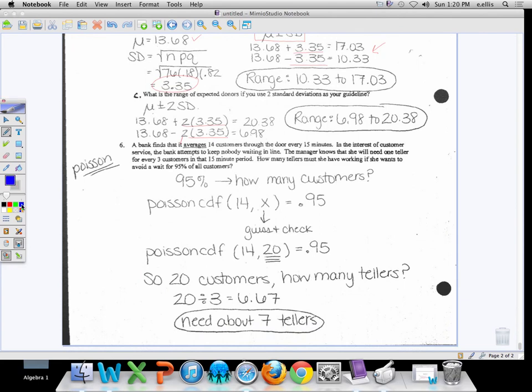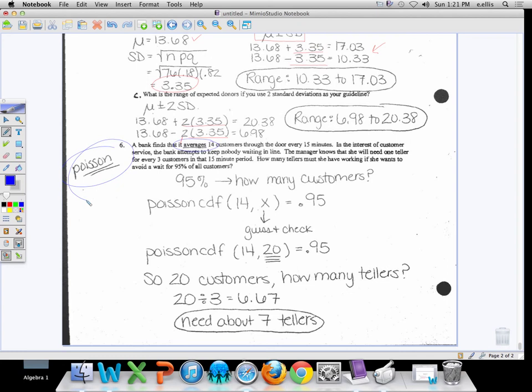Now number 6, this was a kind of toughie. Okay, this is kind of the challenge question. A bank finds that it averages 14 customers in the door every 15 minutes. Okay, right away, the word average is in there. You know it has to be Poisson. All right. In the interest of customer service, we're trying to keep no one waiting in line. The manager knows she needs one teller for every 3 customers. How many tellers must she have working if she wants to avoid a wait for 95% of customers?